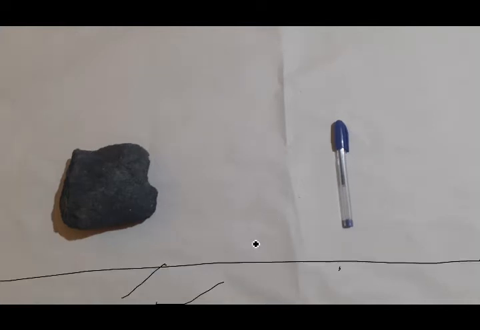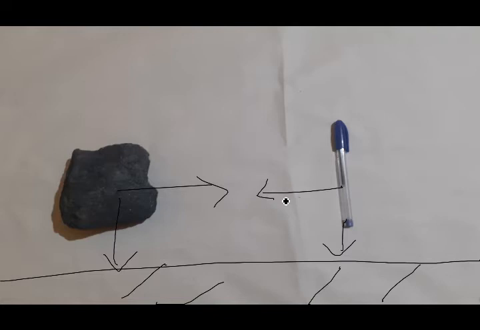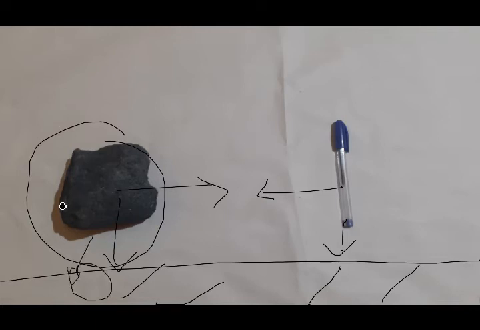The force between the stone and the earth is very large as compared to the force between the pen and the stone. The force between the stone and earth is so large that they are attracted toward each other, and this force is much larger than the force between the stone and pen. So the force between the stone and pen is negligible, small. That's why they are not attracting each other.